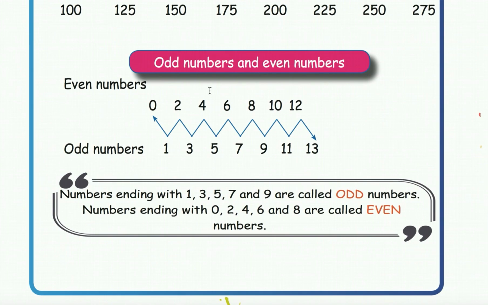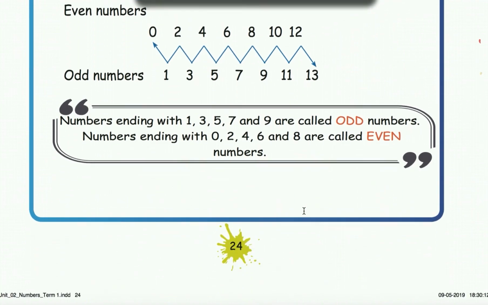Odd numbers and even numbers. These are even numbers 0, 2, 4, 6, 8, 10, 12. Okay, if you increment plus 2, you will get even numbers in this way. Here odd numbers start from 1: 1, 3, 5, 7, 9, 11, 13. If you increment plus 2, you will get the other remaining odd numbers 15, 17, 19, like that. Numbers ending with 1, 3, 5, 7, 9 are called odd numbers. Numbers ending with 0, 2, 4, 6, 8 are called even numbers. Okay.